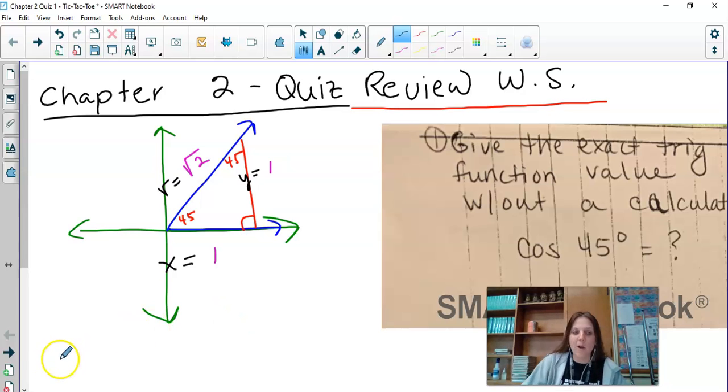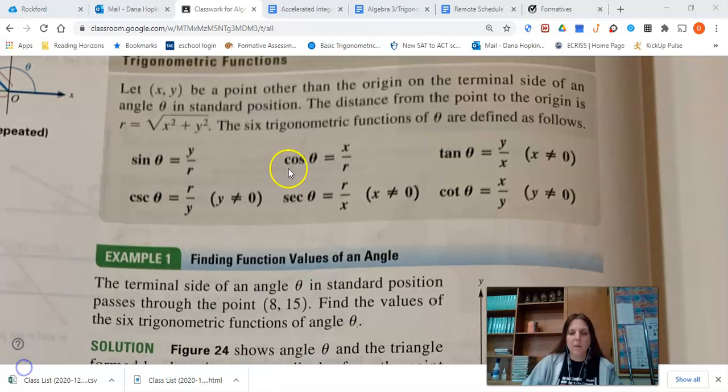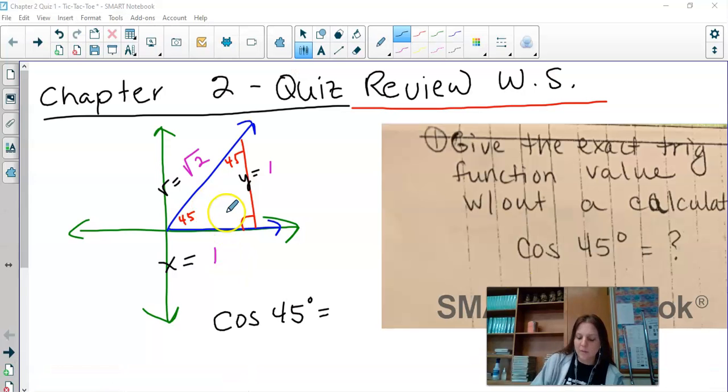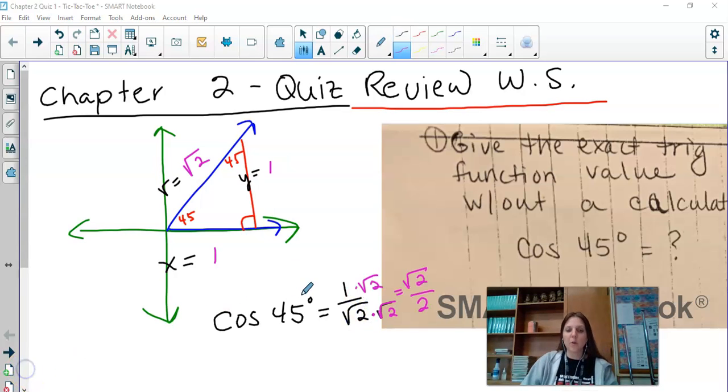Okay, so now I want the cosine of 45. So the trig function values are on page 22, and remember cosine is x over r. So in this diagram, that means we're looking at 1 over the square root of 2. And don't forget to rationalize. So the cosine of 45 degrees is root 2 over 2.